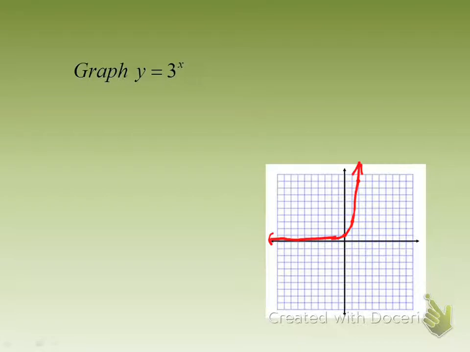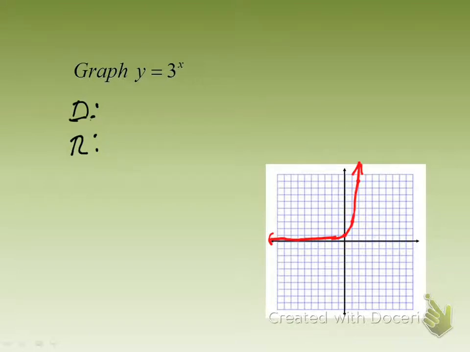Now, there's 2 other questions I told you to write down. Domain and range. Okay. Domain is your x's, range is your y's. So what x's can we put into 3 to the x? Which ones? Negatives. We can put in just negatives.